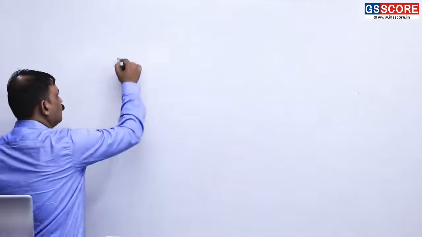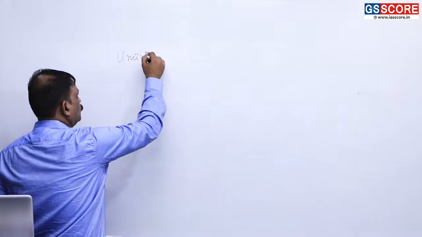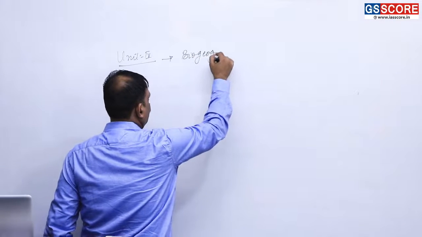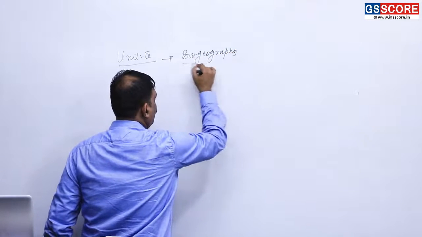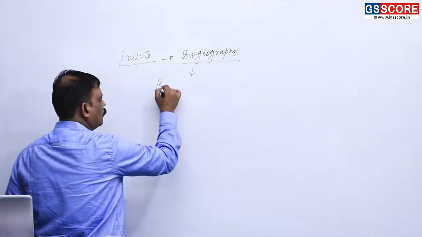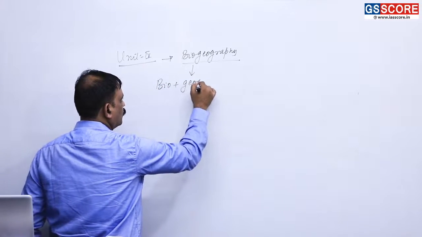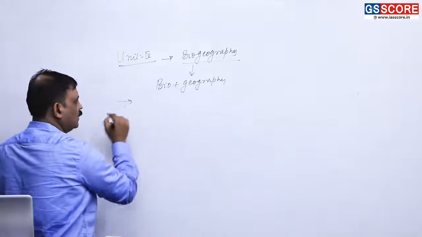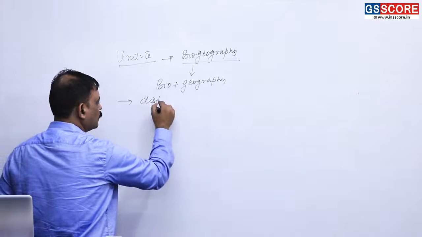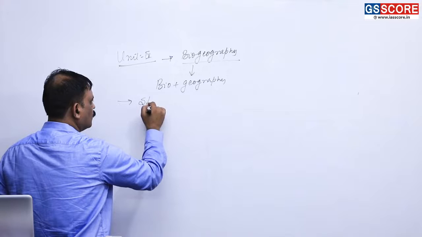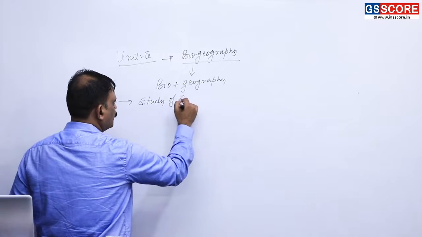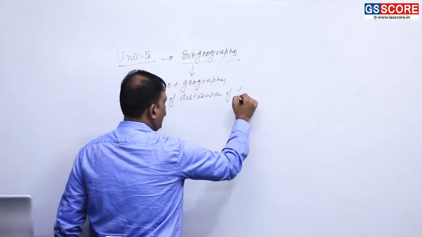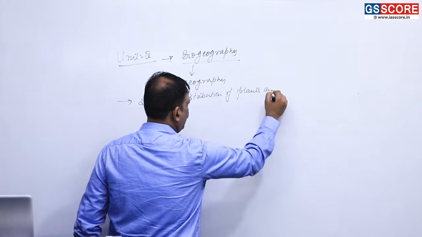Now come to unit 4. Unit 4 is related to biogeography. What does biogeography mean? Bio plus geography. In a very basic way, it is the study of distribution of plants and animals.